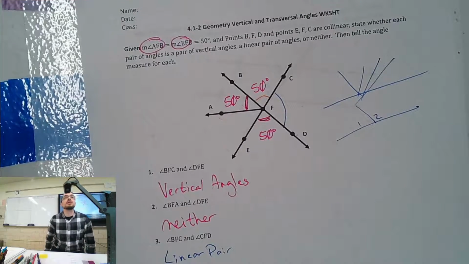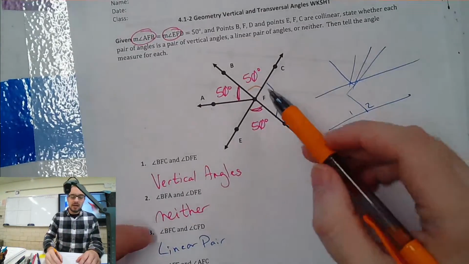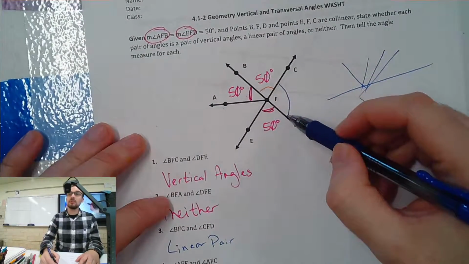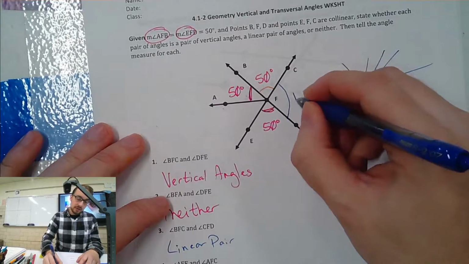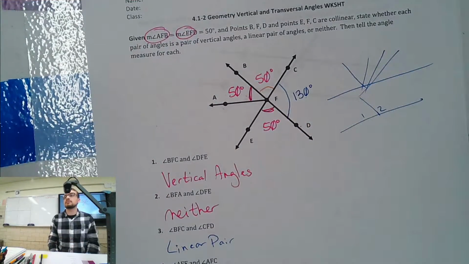Now, what do we know about the linear pair theorem? It says that if two angles are a linear pair, then what? They are supplementary, which by definition means they add up to 180. So, if that's 50, Bailey, what is this angle going to be? 130 degrees. Very good.